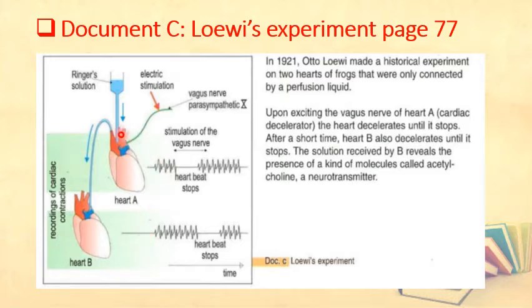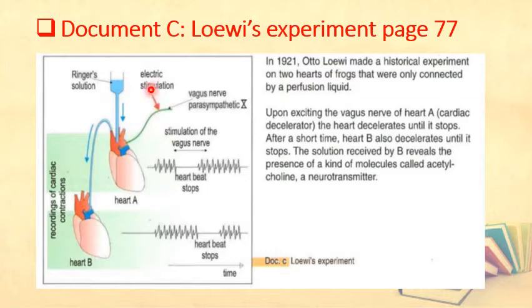They noticed that since the connection between the two hearts is only the Ringer's solution, there is a chemical substance, a neurotransmitter called acetylcholine, found in the solution which was received by B. So what can we conclude from such an experiment?